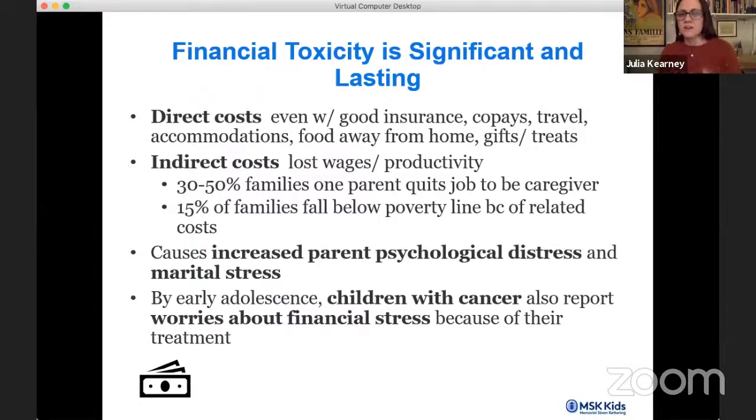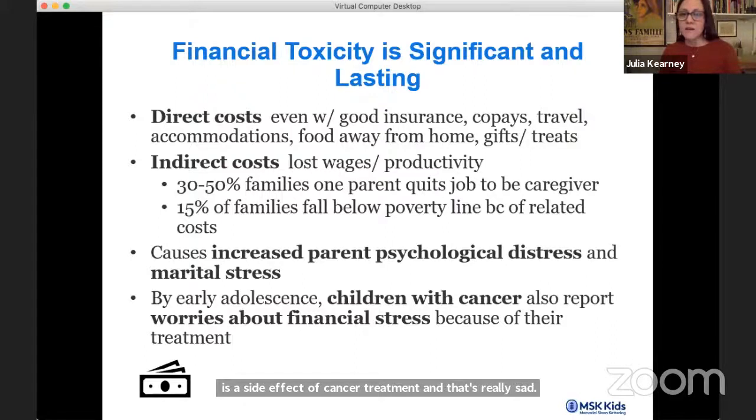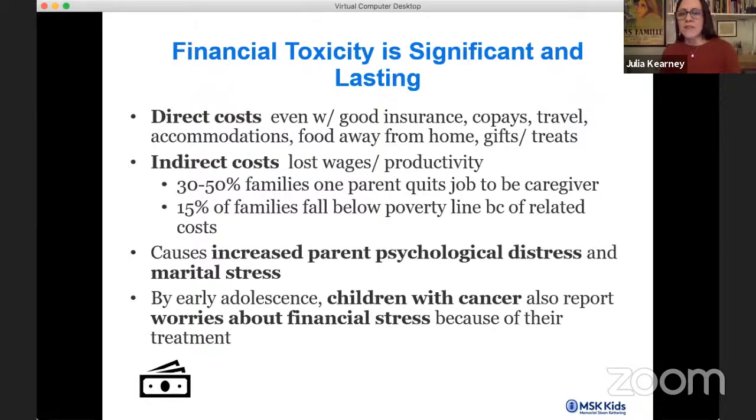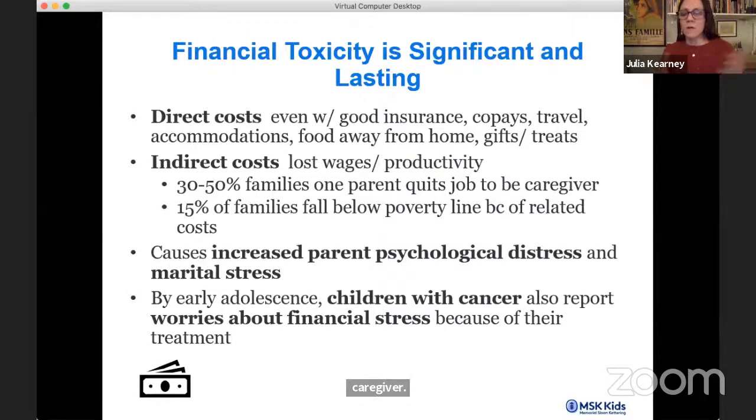It's not just the insurance. There are all of these additional expenses that families incur as they're trying to stay in treatment and support their family going through treatment. Usually one parent has to stop working to be a caregiver, and we know that 15% of families fall below the poverty line just before and after the diagnosis. So it really is a risk factor. And this adds to my previous slide of parent distress and marital stress between parents. And of course, we all want to protect kids, but by early adolescence, kids with cancer are very aware of these kinds of problems in their families.